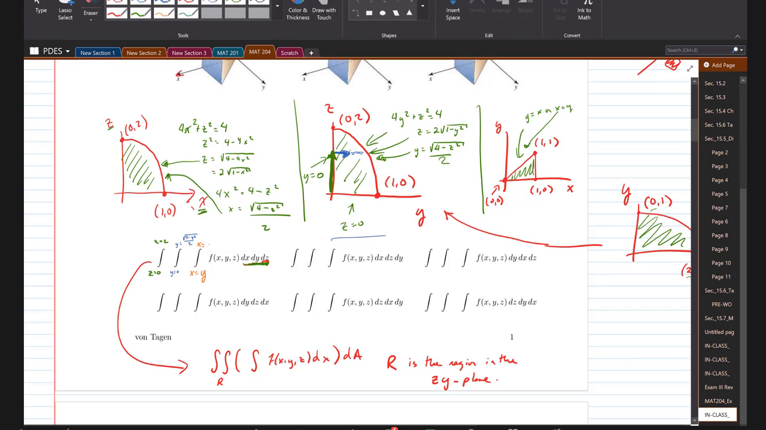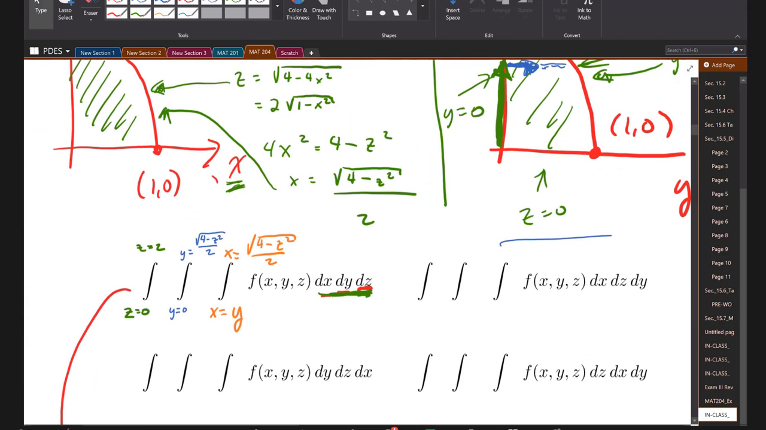which is the square root of 4 minus z squared all over 2. Let me zoom in on that. Sorry about that.